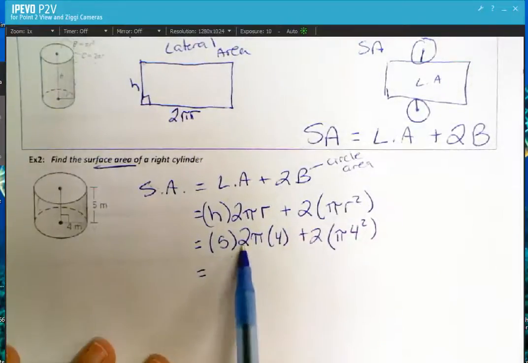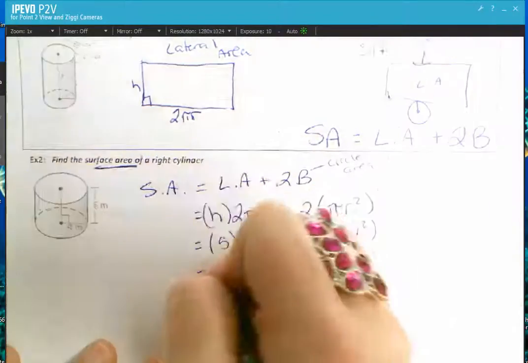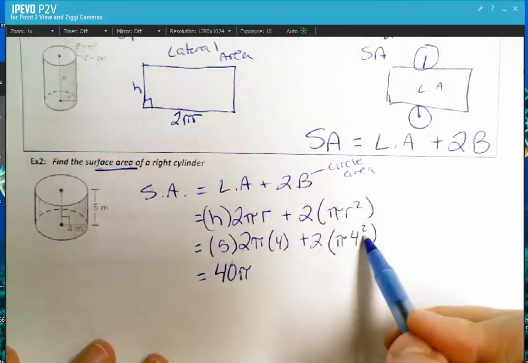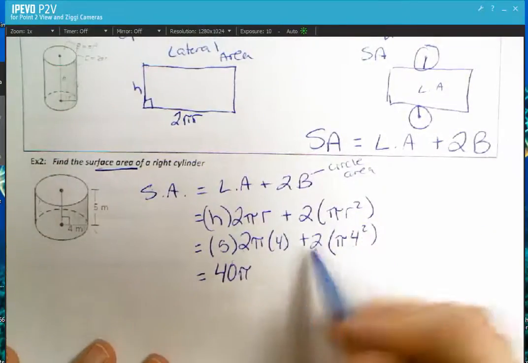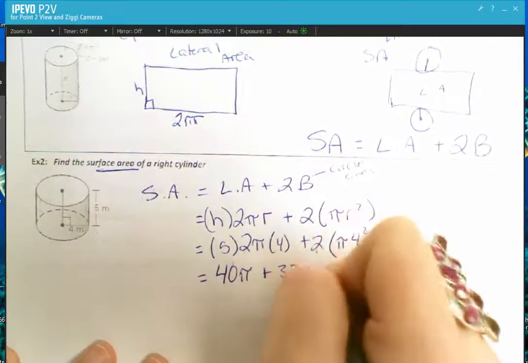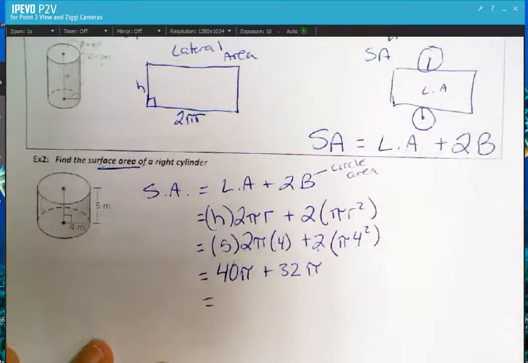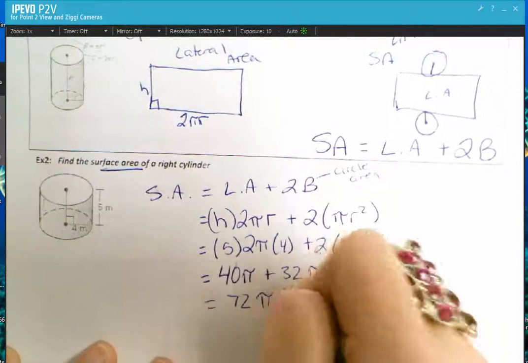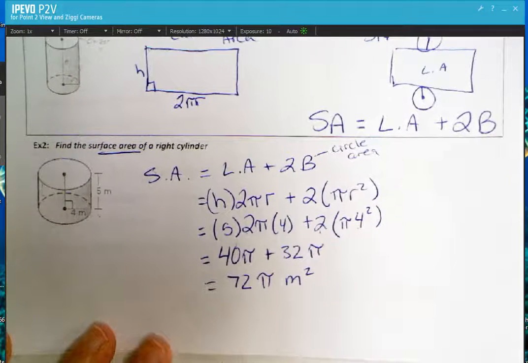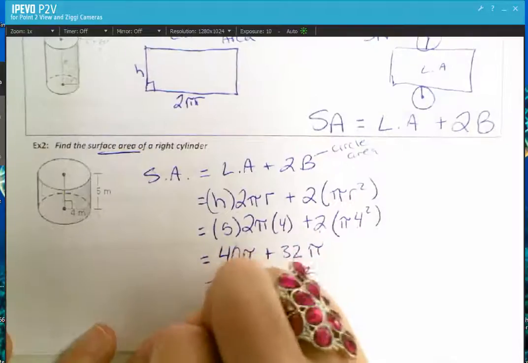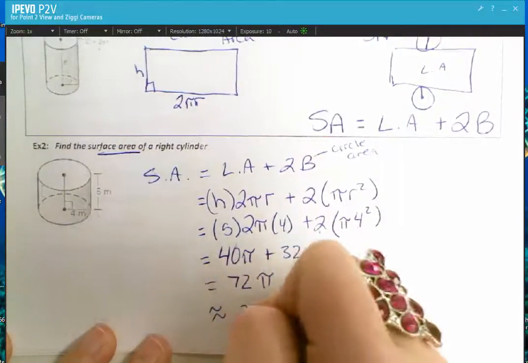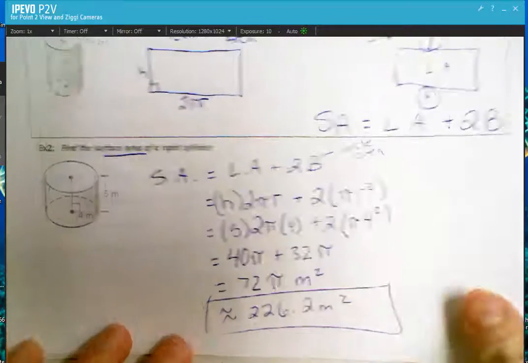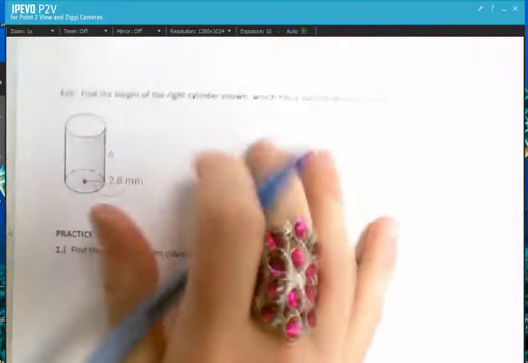4 times 2 is 8, times 5 is 40 pi. 4 squared is 16, times 2 is 32, plus 32 pi equals 72 pi. Units is meters squared. That's my exact answer. My approximate is 226.2 meters squared.